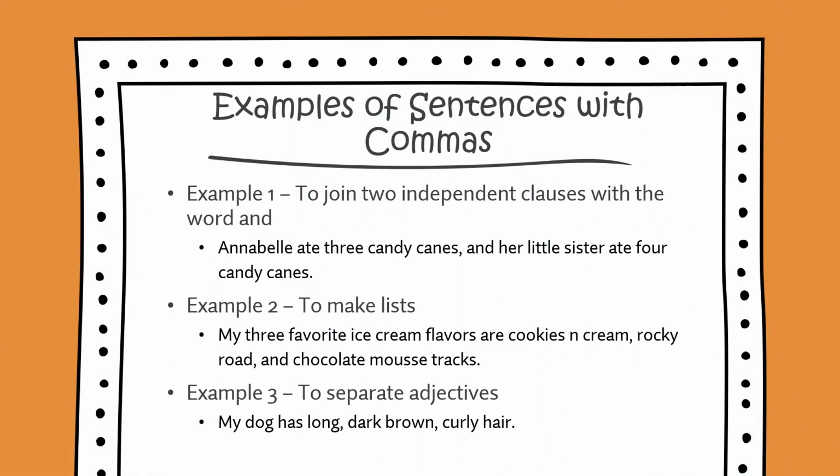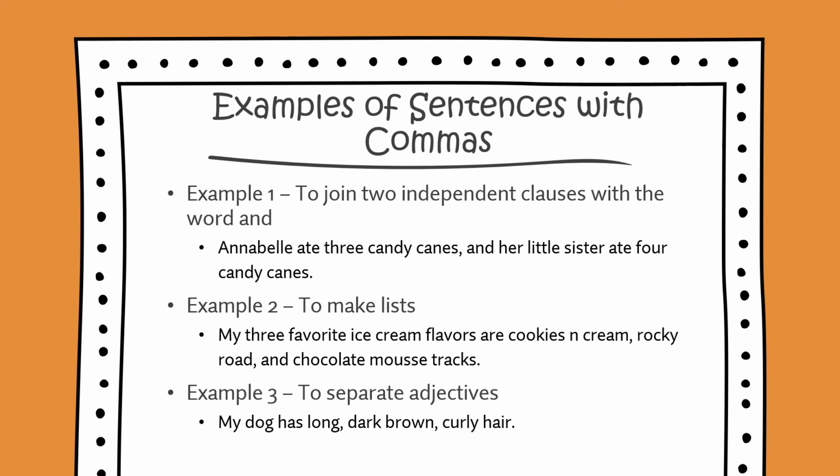There are many ways commas can be used. These next few examples will only show a few of those ways. Example 1 shows commas being used to join independent clauses with the word and. Annabelle ate 3 candy canes, and her little sister ate 4 candy canes.